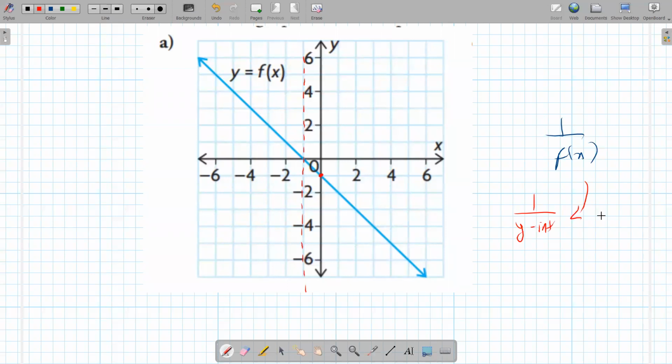Alrighty, so we're trying to graph 1 over f of x. They've given us f of x. Step 1: whenever there's a 0 at f of x, there's going to be an asymptote for 1 over f of x. So that's our first point.